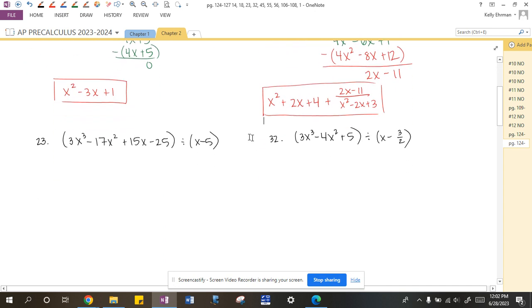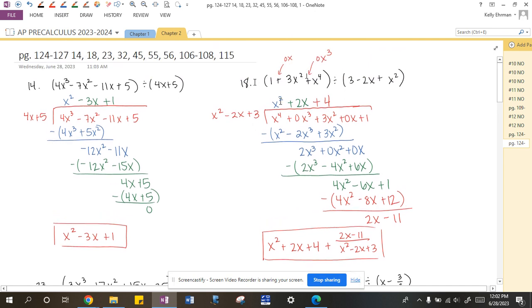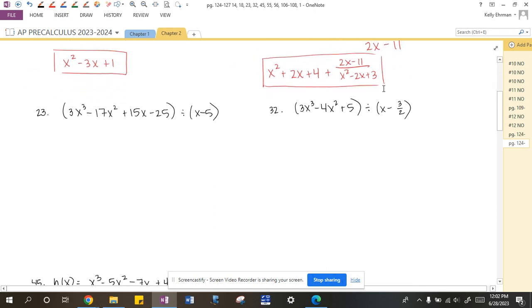The next two problems use synthetic division. Remember, we wouldn't have been able to do synthetic division for number 18 because we have a quadratic divisor. So with synthetic division, if you're dividing by x minus 5, you're really looking at the 0, x equals 5. And that's what you set on the outside of your synthetic division. Write the coefficients of the polynomial that we're dividing into, including negative signs.